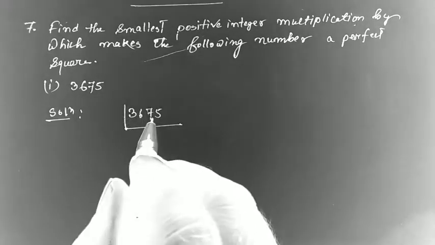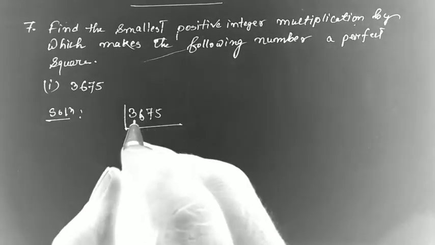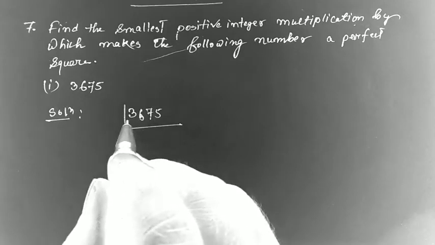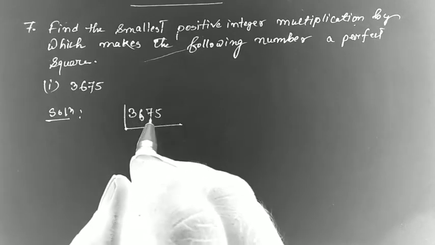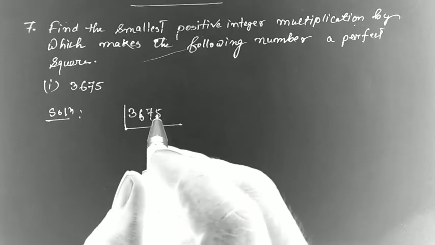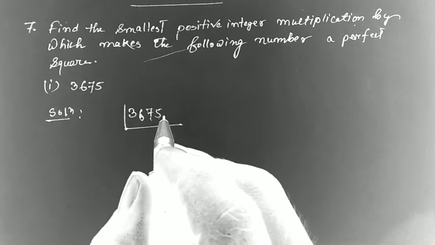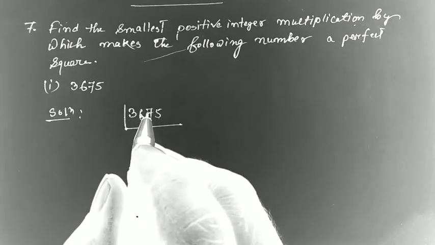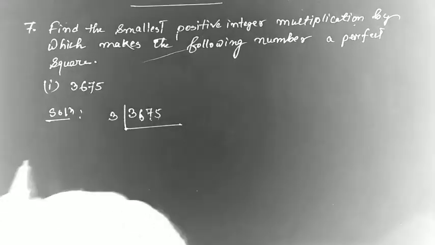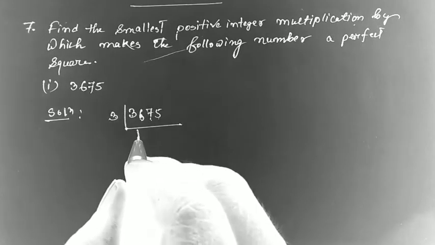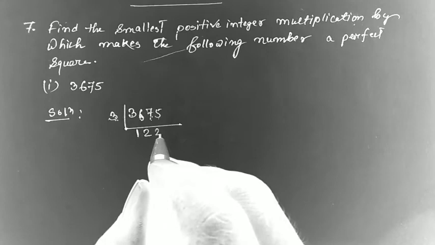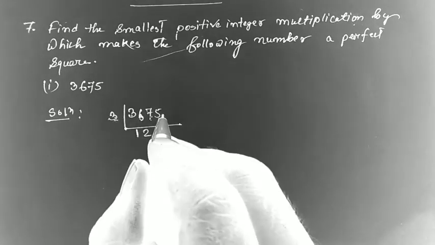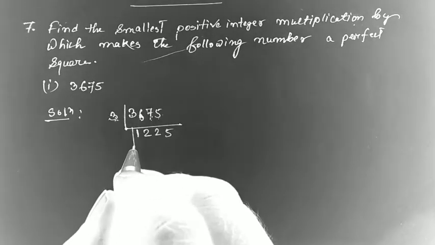Which digit divides the number? 2 does not divide, so let's see with 3. 3 plus 6 is 9, 9 plus 7 is 16, 16 plus 5 is 21. That means 21 is divisible by 3, so this number is also divisible by 3. So divide by 3. 3 divides 3 one time, 3 divides 6 two times, 3 divides 7 two times and carry 1, 15 five times.